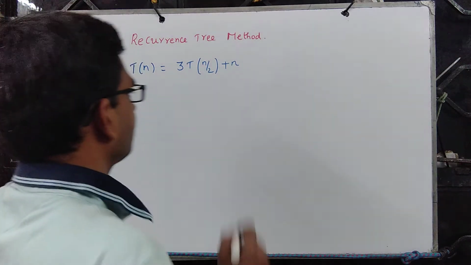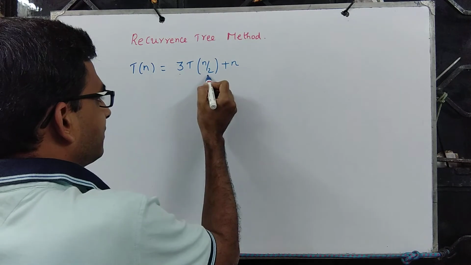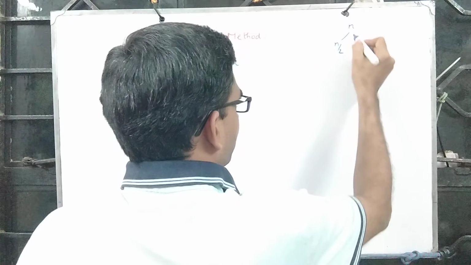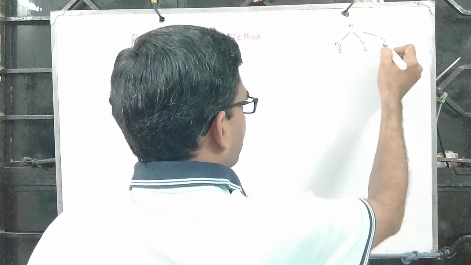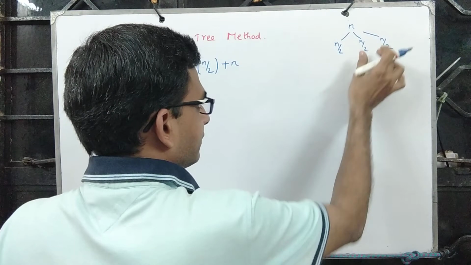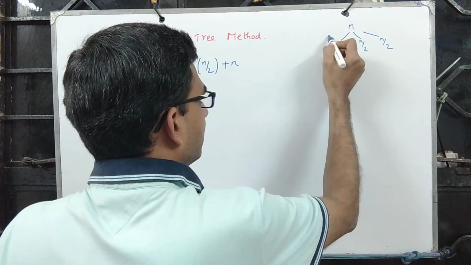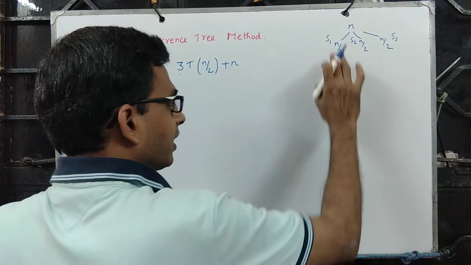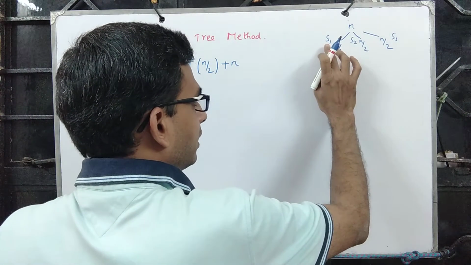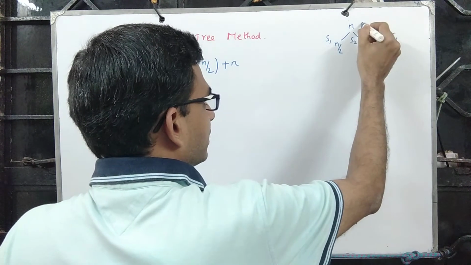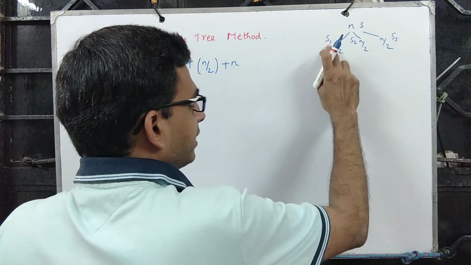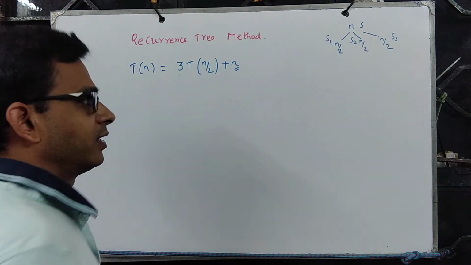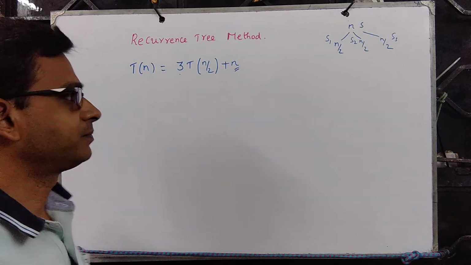That's all it says: three subproblems, each of size n by 2. So you have n, and you create three subproblems n by 2, n by 2, n by 2. You solve this recursively, this recursively, this recursively. You have partial solutions S1, S2, S3. And then there is a cost involved in getting a solution to this problem using S1, S2 and S3. What is that cost? That is given by f(n), which is n in this case.